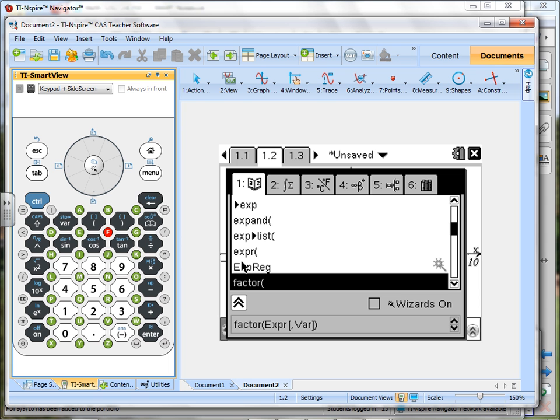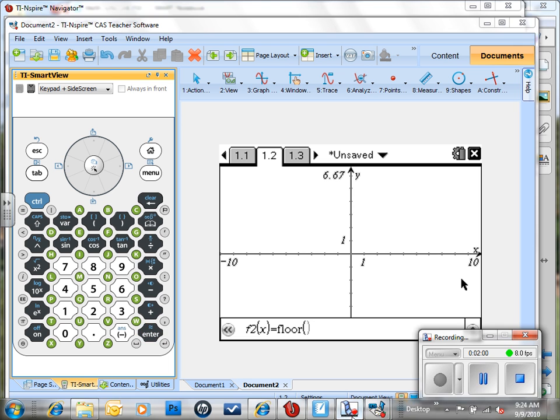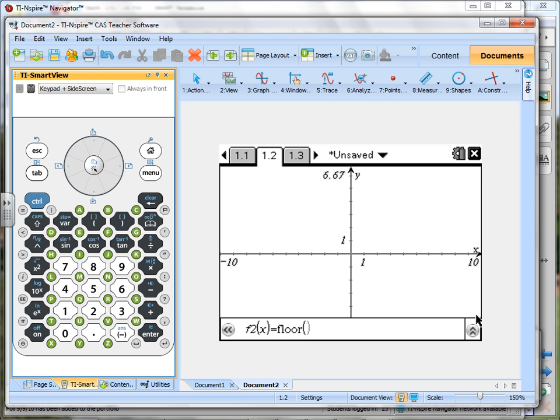The function is called floor, and we'll talk about why it's floor and not ceiling here in just a minute. And then just scroll down until you get the word floor. When you're down there, press enter. Now, could you just type the word floor? Yes, you can. You can just type the word floor. Now, why would the greatest integer function be floor and not ceiling?